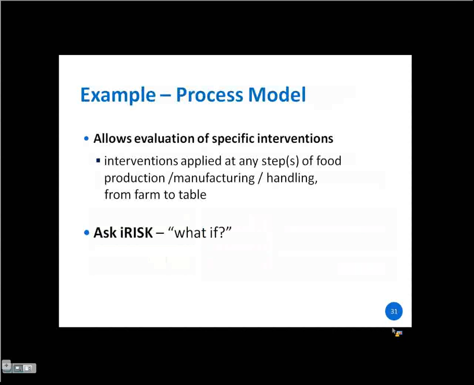For example, what if we increase the heat treatment during processing of a low moisture food? What would be the effect, the predicted effect on contamination in the finished product and the number of illnesses? Another what if kind of question would be, what if the time temperature are improved for the storage of a product like soft cheese? What would be the predicted impact of the intervention on reducing the likelihood of illness? What would be the predicted effect on the total number of illnesses? And how would it differ for different population groups?